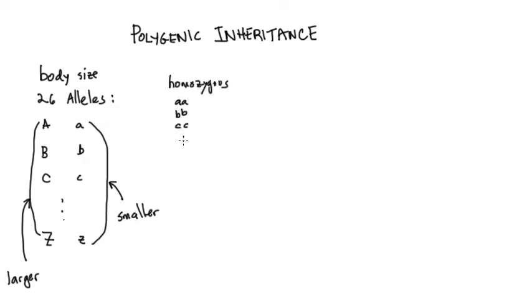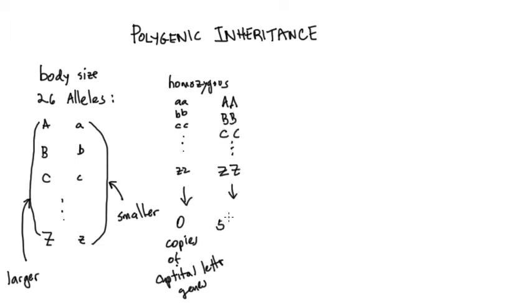In other words, little a, little a, little b, little c, all the way to little z. That would be 0 capital letters, and you would have a very small body, the minimum size possible under the available genetic variation. You could also be homozygous for all 26 capital letters, and that would be 52 genes for larger body size, and this would make you maximally huge. So far, so good?